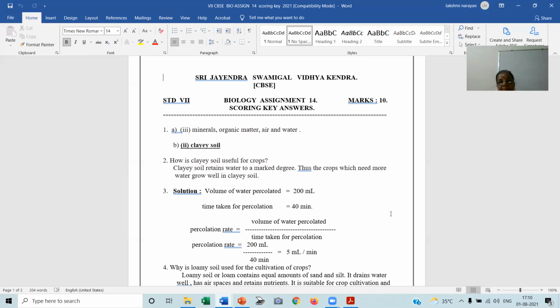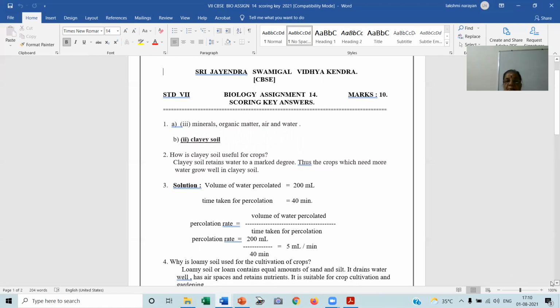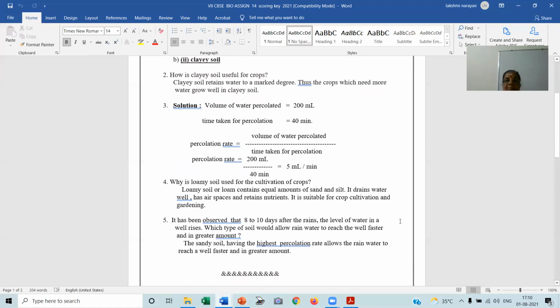Okay. Then question number 3, Razia conducted an experiment. Volume of water percolated 200 ml. Time taken 40 minutes. So what is the formula? Percolation rate is equal to volume of water percolated by time taken for percolation. That means 200 by 40, that gives 5 ml per minute.